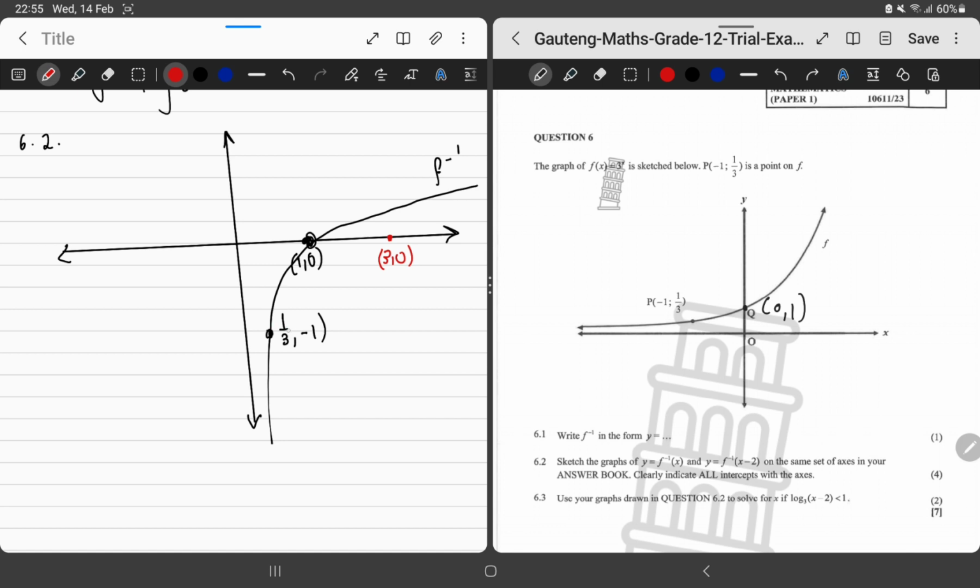And then we also need to shift the x value 2 units to the right. So 1 over 3 plus 2, that's going to give me 7 over 3. And the value of y doesn't change because I'm just moving the graph to the right. I'm not moving it up or down. So now the other point will be there. And then, yeah, I'm going to have those two. So this graph is x minus 2.